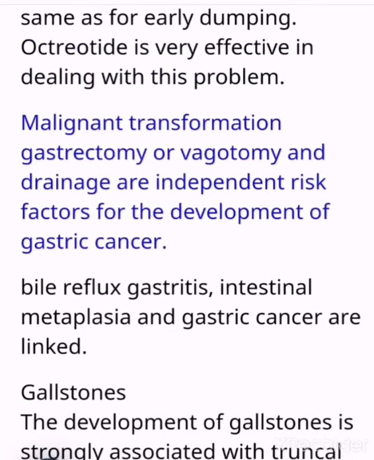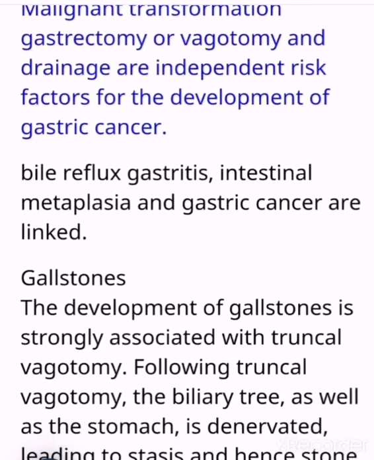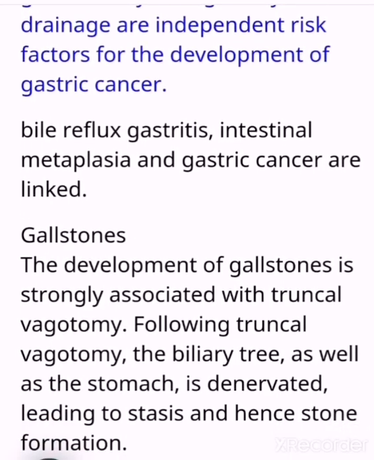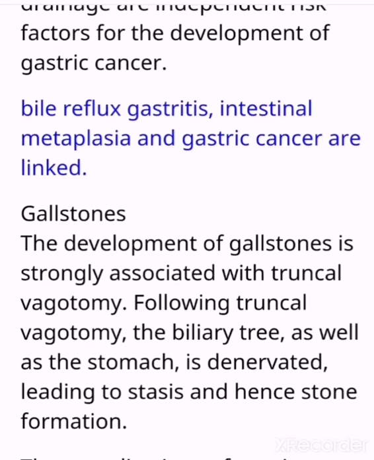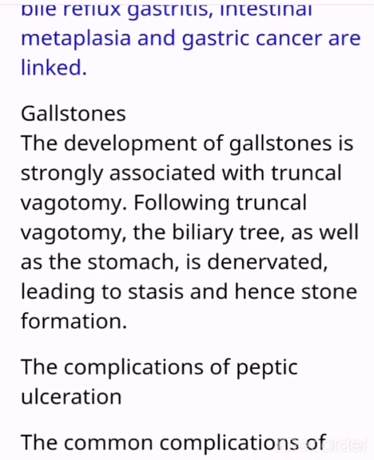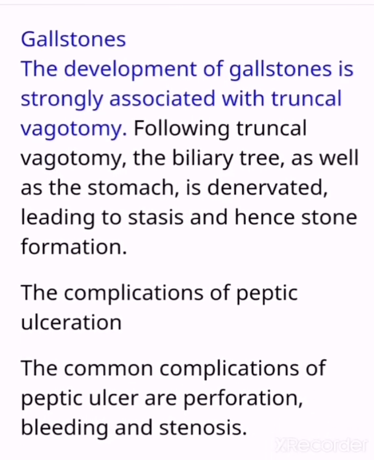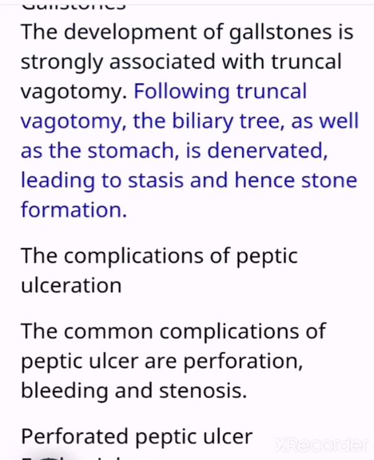Malignant transformation. Gastrectomy or vagotomy and drainage are independent risk factors for the development of gastric cancer. Bile reflux gastritis, intestinal metaplasia and gastric cancer are linked. Gallstones. The development of gallstones is strongly associated with truncal vagotomy. Following truncal vagotomy, the biliary tree, as well as the stomach, is denervated, leading to stasis and hence stone formation.